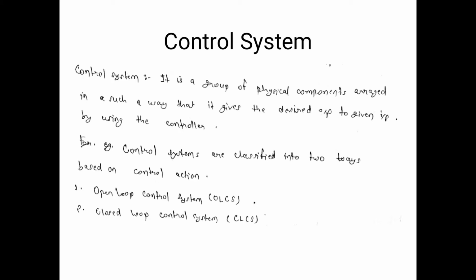So control system is a group of physical components arranged in such a way that it gives the desired output to any given input by using the controller. So controller is the main part of any control system, and control systems are classified into two categories based on the control action of the controller of the control system. First is open loop control system, second is closed loop control system.